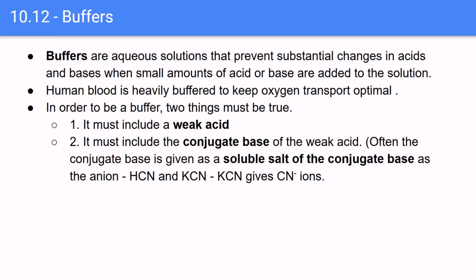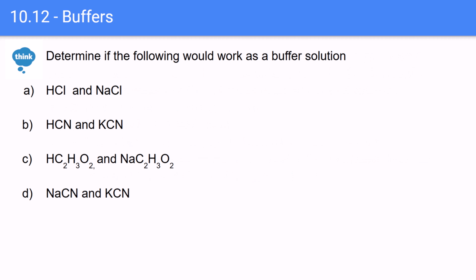So it has to include something that's weak and its conjugate in order for it to be considered a buffer solution. Remember that conjugate acids and bases only differ by a single hydrogen as you go through and take a look at some of these practice problems. So what I'd like you to do is take a few minutes and determine if the following would work as a buffer solution. Remember, we need to have an acid and its conjugate base. And furthermore, it needs to be a weak acid as well. So keep that in mind as you go through and evaluate these, and then we will move on.